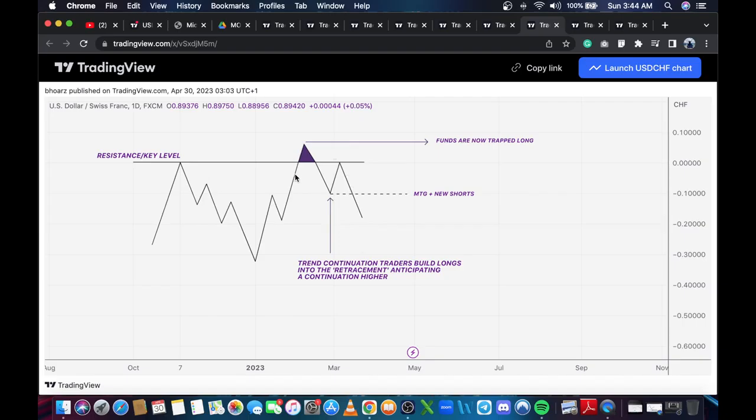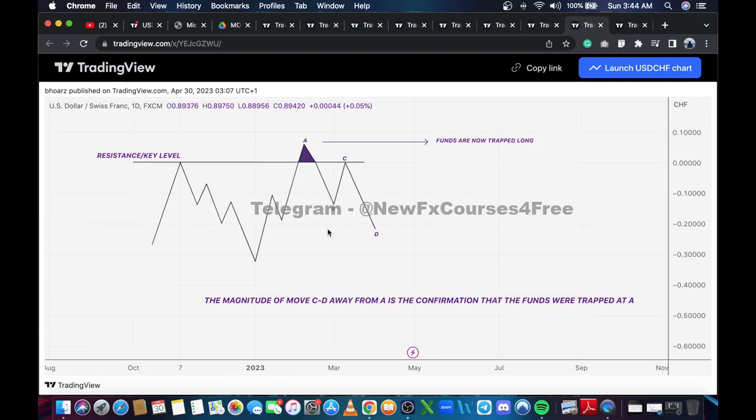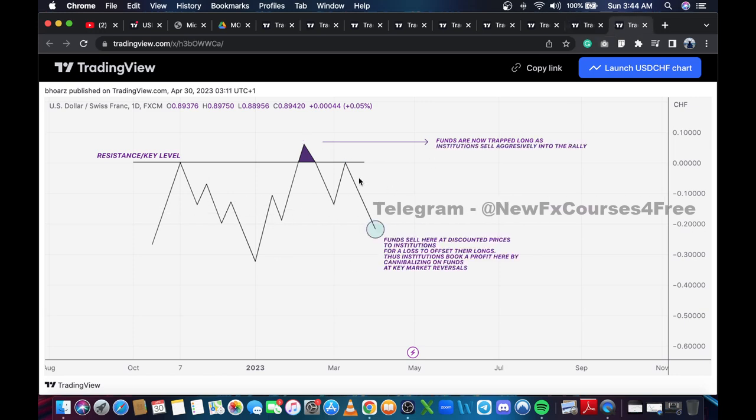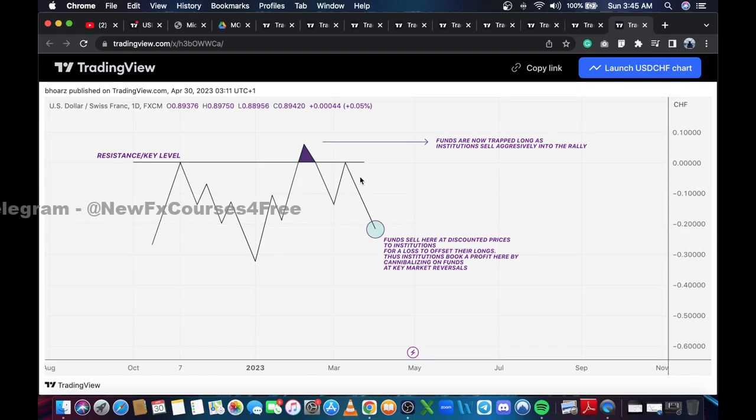So now their orders are underwater right now. Underwater simply means it is in drawdown. What happens there is the magnitude of move C to D, which is the second swing after the initial run above that key resistance or key level. That's the confirmation that the funds are trapped long and the market has reversed against them. Finally, the funds have no other option than to square their positions or abort their order as the market continues to trade even deeper.